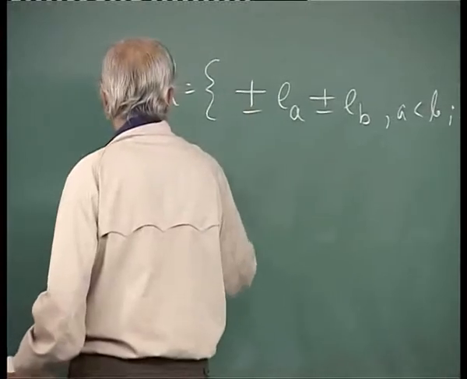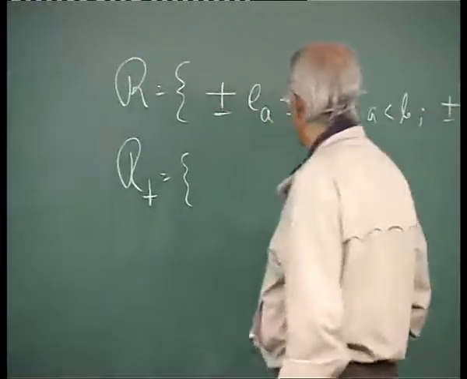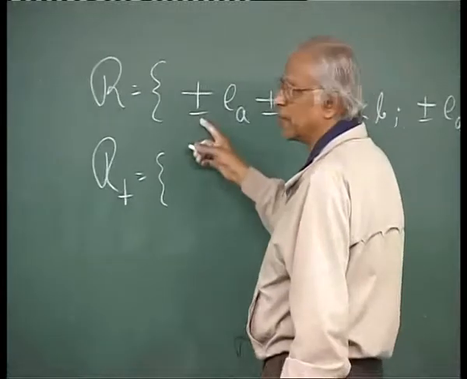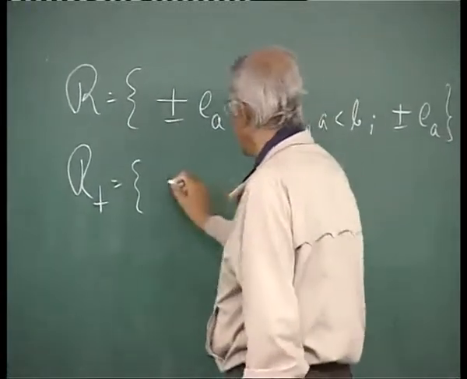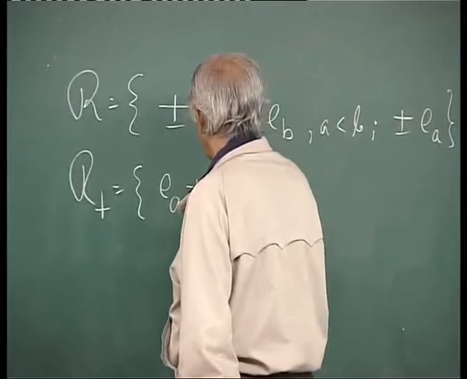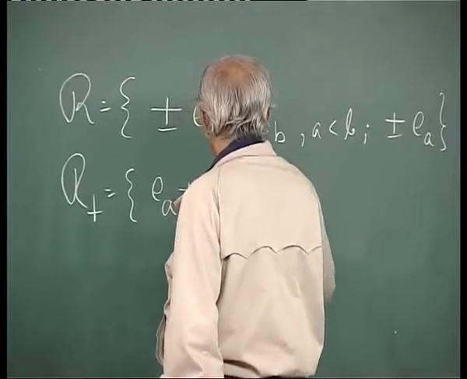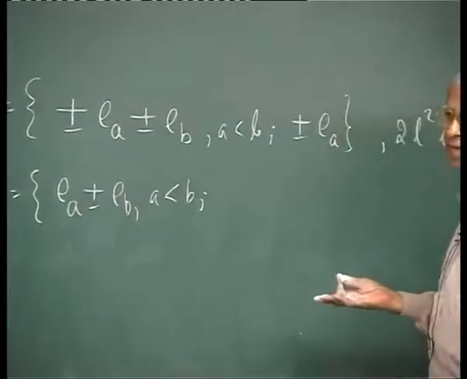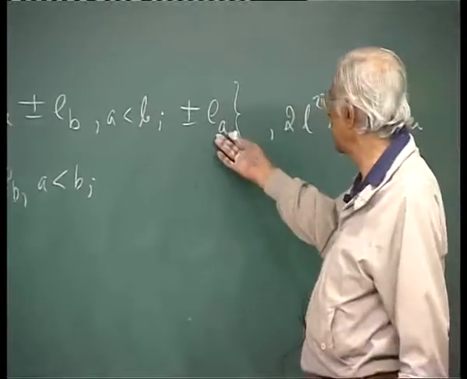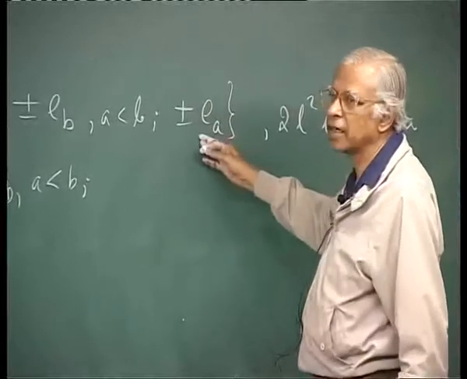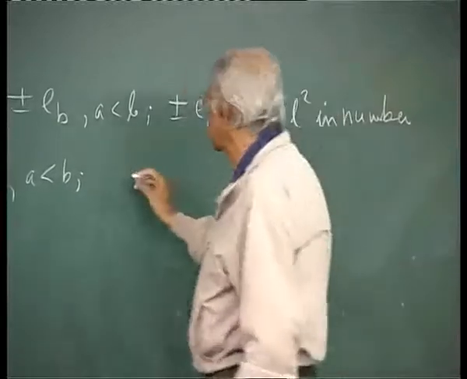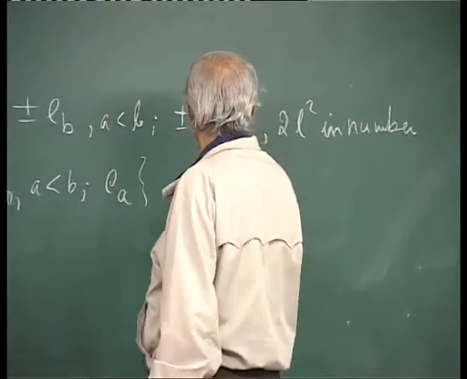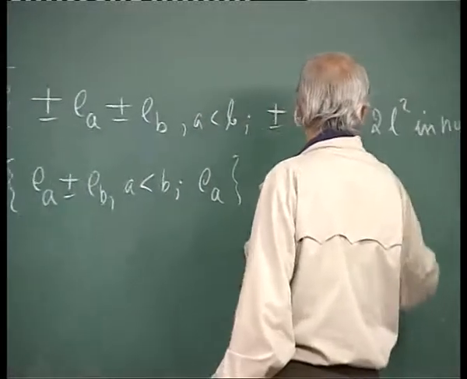And now, the positive roots, you can tell me very quickly. I take only the plus sign here because A is less than B. And here what do I take? Just plus sign. Because this one is zero everywhere except one or minus one at the Ath place. So I just take e_A. These are the positive roots. And the number here is L squared.